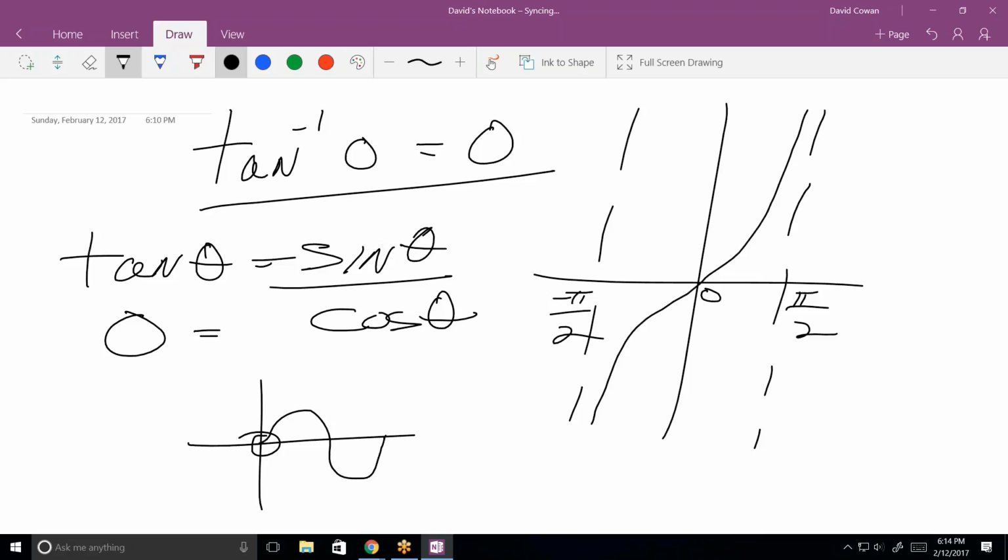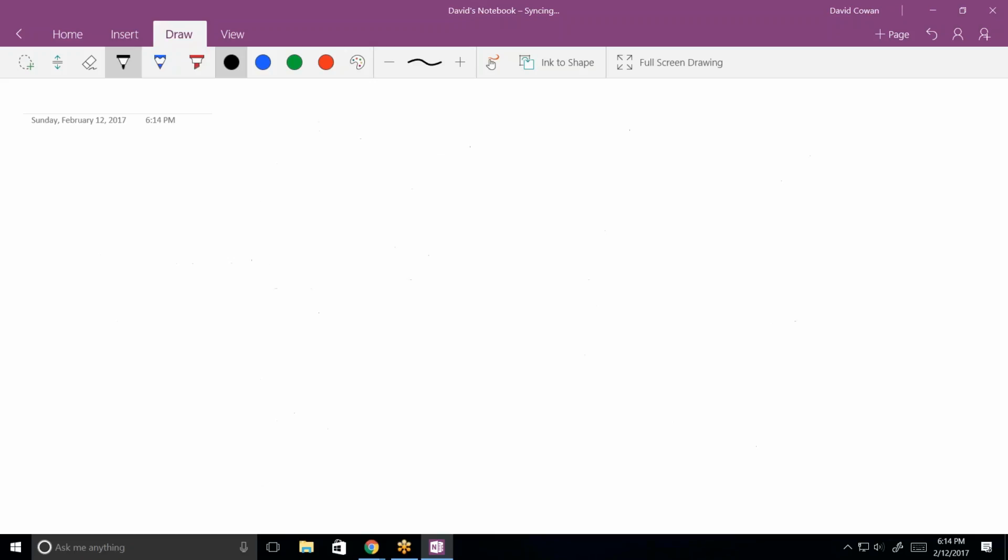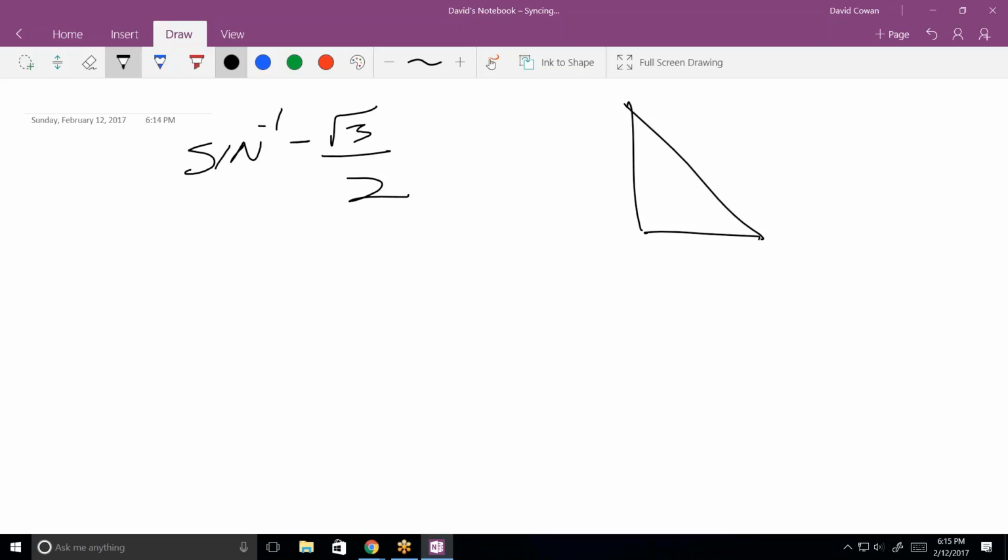Okay. What else you got? So this one is the same directions. Find the exact value. The inverse sine of negative root 3 over 2. All right, now this one we can use our triangles.